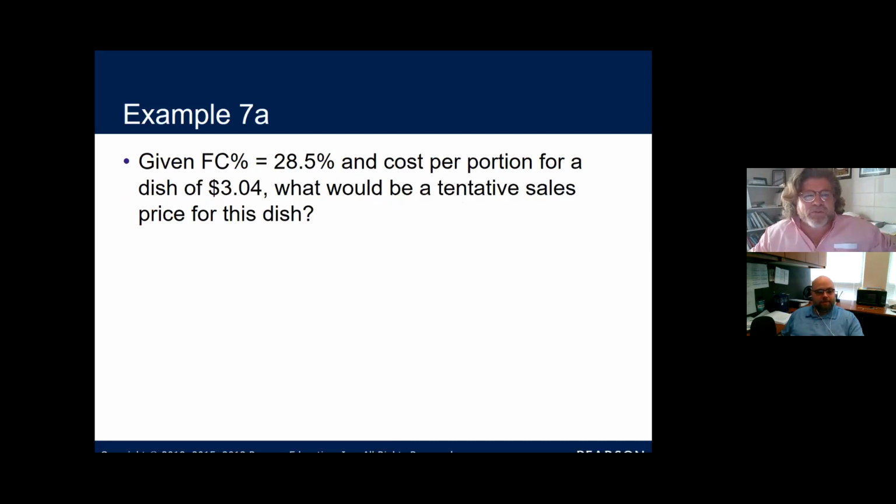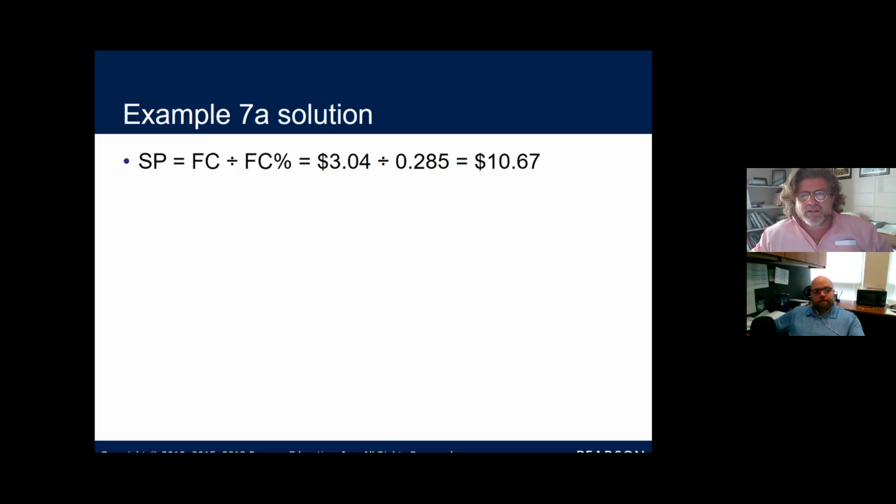So here we have an example. If I'm aiming for a food cost of 28.5%, and this dish, this chicken sandwich, costs me $3.04, what should my sale price be? What should I charge for this item on the menu? Well, the recommended selling price, just based off of this, we would get it by going $3.04 divided by 0.285, because 0.285 is 28.5%. And we come up with $10.67. So that's our suggested price for the menu.